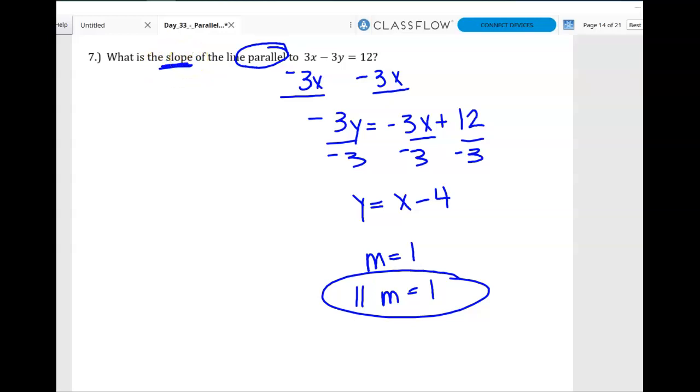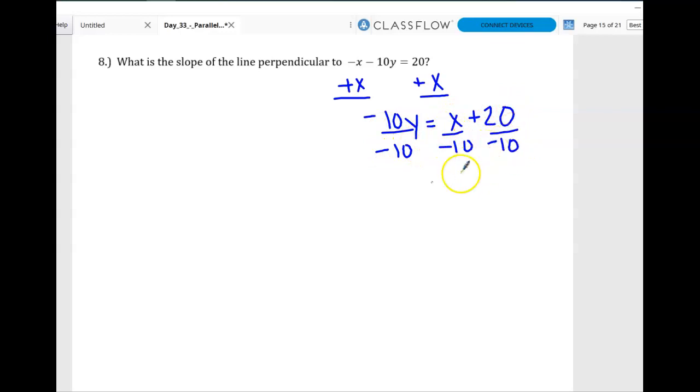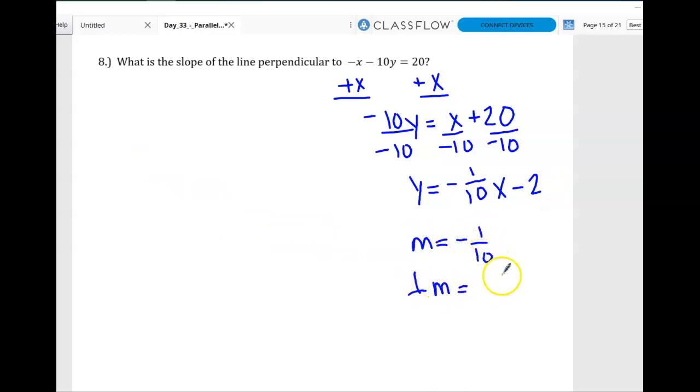Now, number 8, we want the slope of a line that's perpendicular. Again, the key is putting this into slope-intercept form. So we have -10y is equal to x plus 20, and then we divide both sides by -10. So y is equal to -1/10 x minus 2. So if my slope here is -1/10, my perpendicular slope is going to be the opposite reciprocal. So instead of negative, it's going to be positive, and when we take the reciprocal of 1/10, we get 10. So there's our new slope.